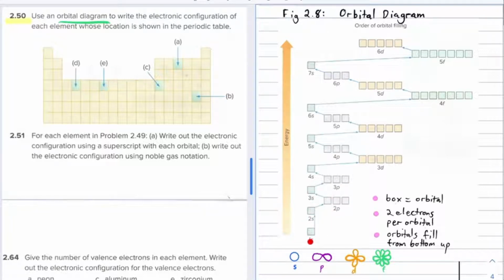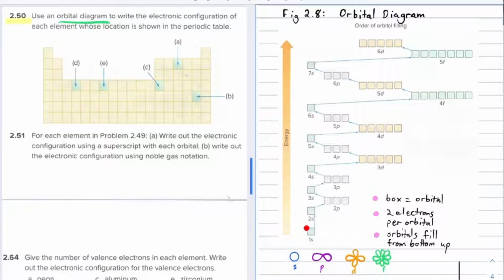And eventually, if you have an atom with, say, 11 electrons, you have 2, 4, 6, 8, 10, and then the 11th one will go there. So that's the order they fill in: 2 electrons per orbital, and the orbitals fill from the bottom up.